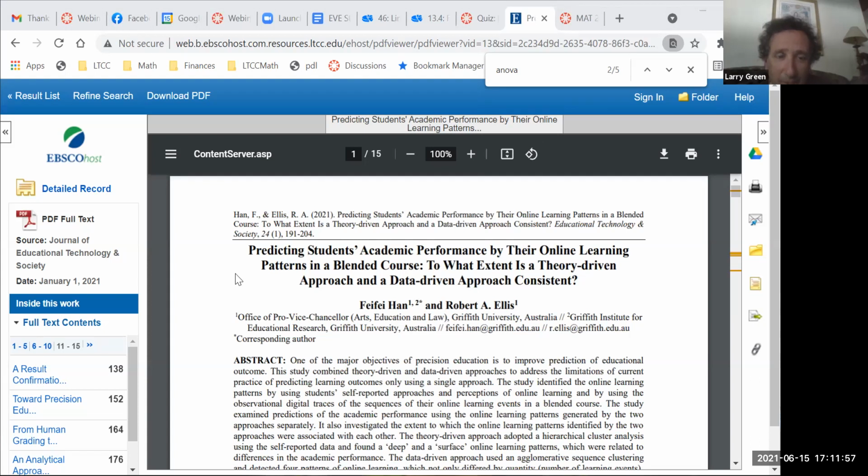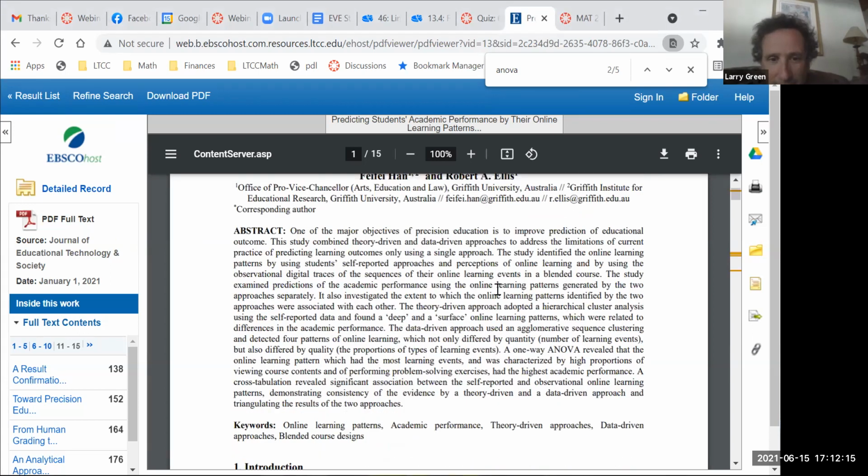So this example was an article, predicting students' academic performance by their online learning patterns in a blended course. I researched it online, just typed "online" into our library: to what extent is a theory-driven approach and a data-driven approach consistent? I'm not going to read the whole article because that would take all day long, but I will let you know over here at the bottom.